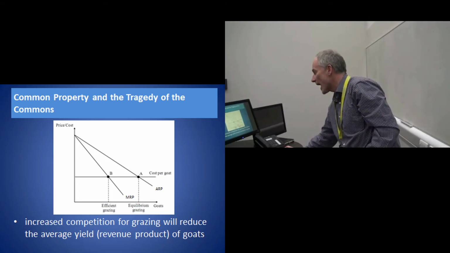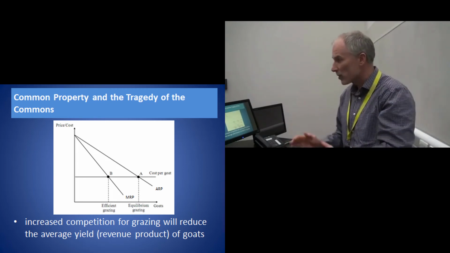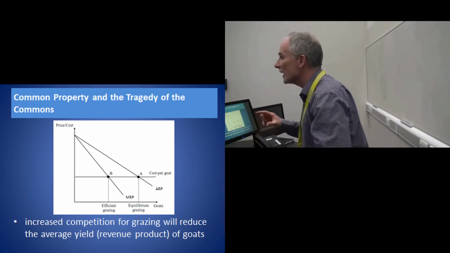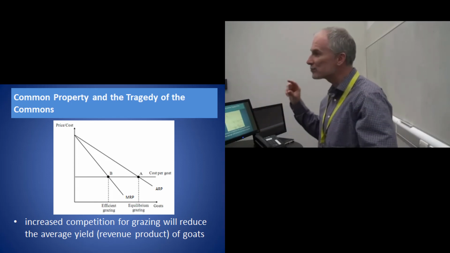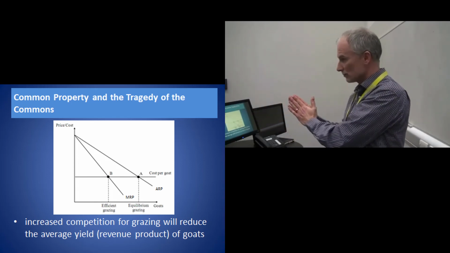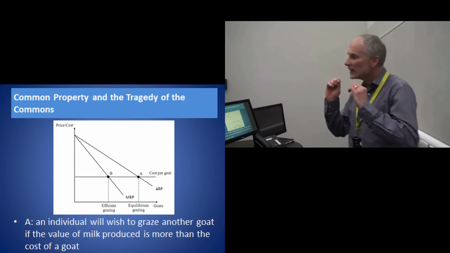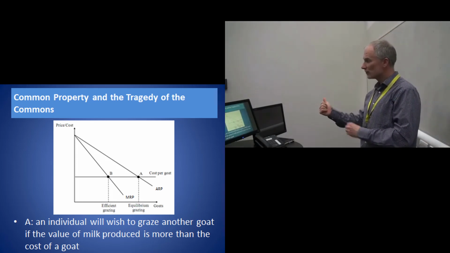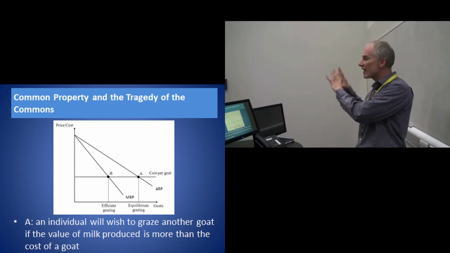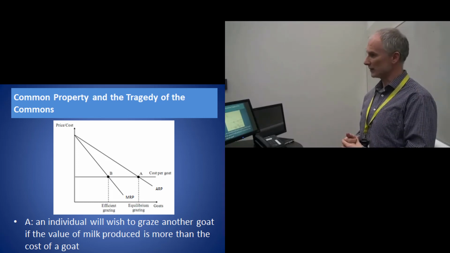What have we got here? Average is falling. Therefore, the marginal concept must be lower. So the marginal revenue product is the value of the extra amount produced by the next goat. So that's the average revenue product, slopes downwards. The marginal revenue product will slope downwards even more steeply. So that's our basic setup. We've got average and marginal revenue product. That's the value of milk produced from the villagers grazing the goats on this common land.